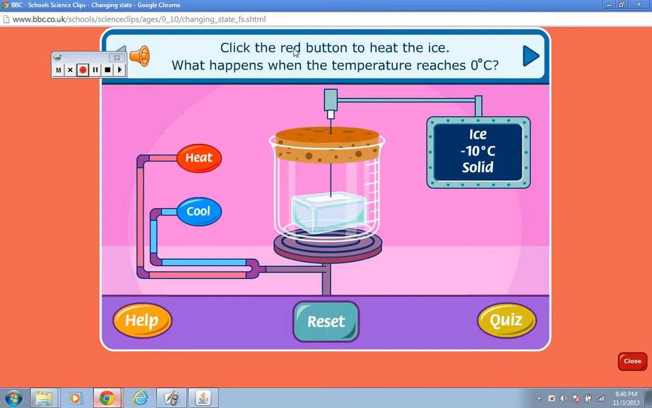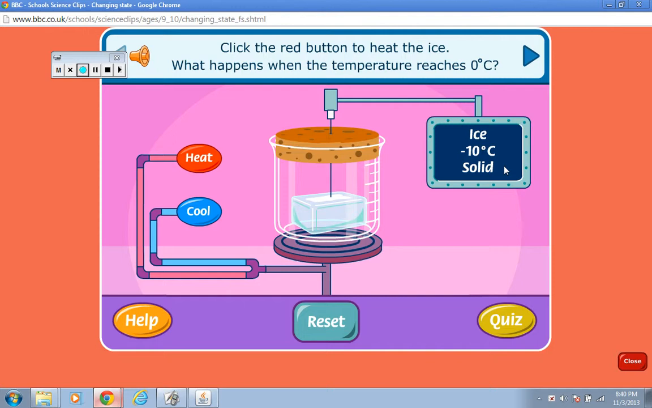So this says, click the red button to heat the ice. So here's some ice in here. And then it says, what happens when the temperature reaches 0 degrees Celsius? So if we look at what's going on in this picture, we have some ice in a beaker. We can heat the ice or we can cool the ice. And it tells us the temperature and it tells us what state of matter it is.